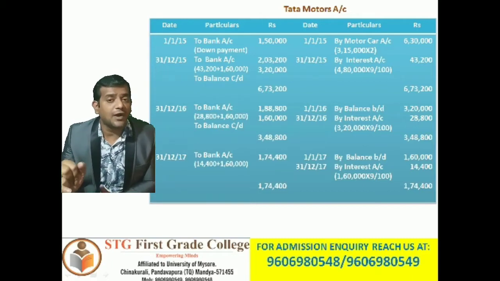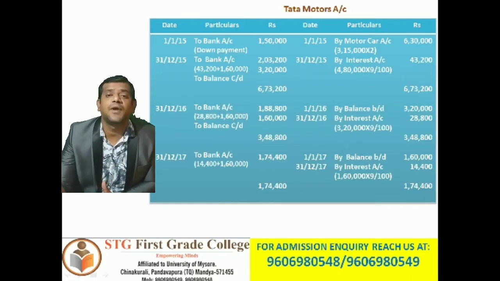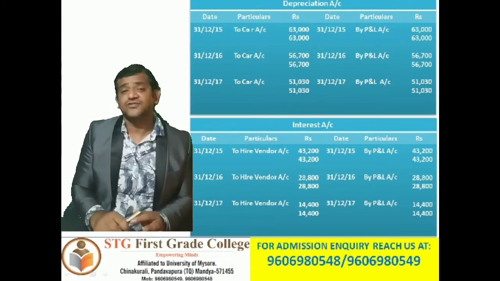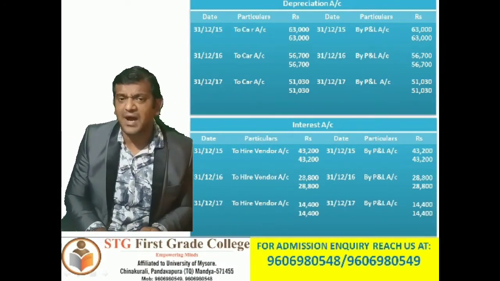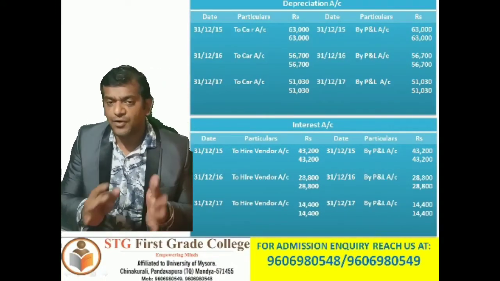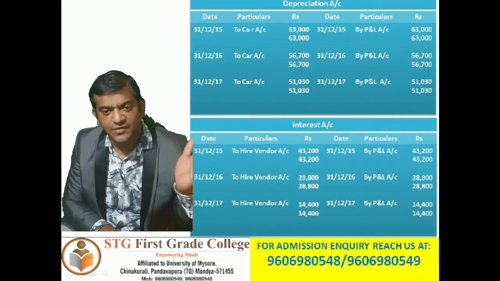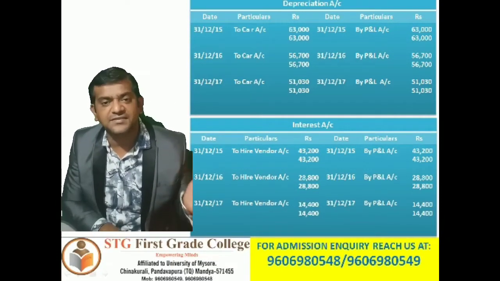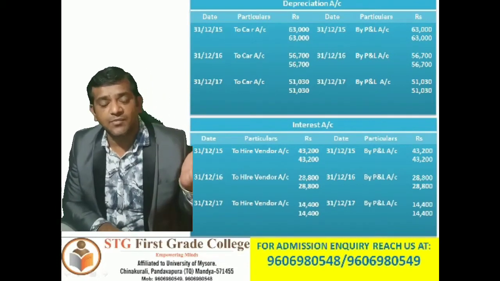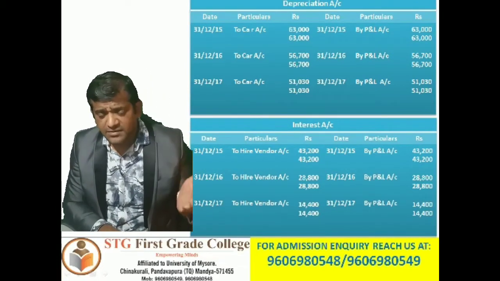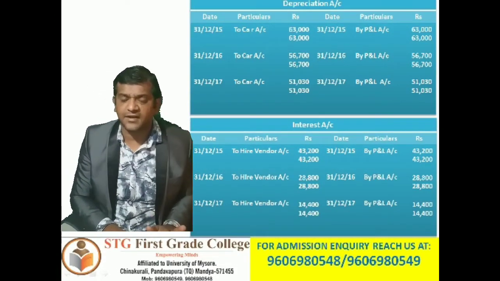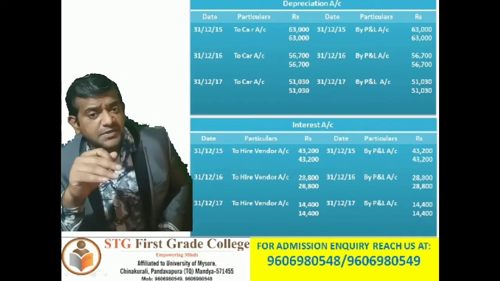Clear? So now all of you know how to prepare the interest account and depreciation account. This is one of the easiest parts of the hire purchase system, where you can easily post it. If it is in the motor car account on the credit side, in the depreciation account it is on the debit side. If the interest is on the credit side in the vendor account, here it should be debited. So let us go towards the depreciation account.